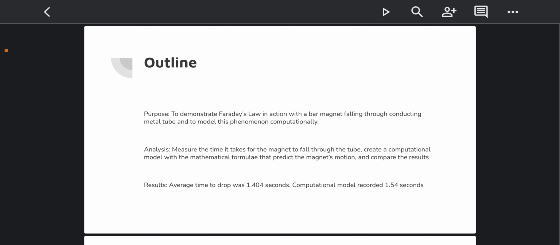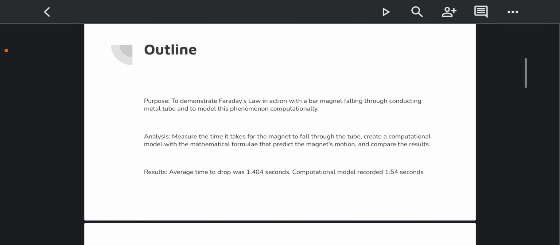We create a computational model with GlowScript using mathematical formulas involving the physical principles, which will be described below, using the formulas that predict the magnet's motion, and we're going to compare the results. The results in question, average time to drop: empirically it was 1.44 seconds, and the computational model recorded 1.54 seconds.